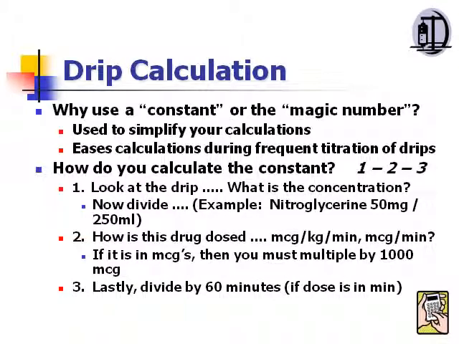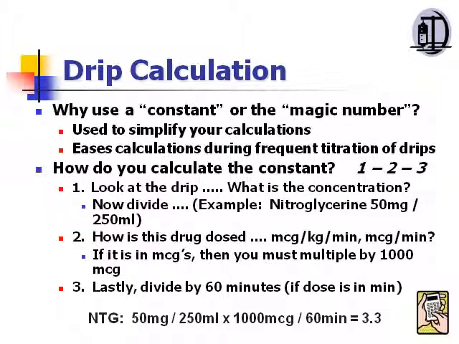And then lastly, we're going to divide by 60 if the drug is given in minutes. For example, mics per kilo per minute or mics per minute. We're going to divide by 60. So with the example of nitroglycerin, if you just plug it all into your calculator at one time, you'll come up with the constant of 3.3. So go ahead and do that. 50 divided by 250 times 1,000, because we're converting it to micrograms, divided by 60, and you get 3.3.